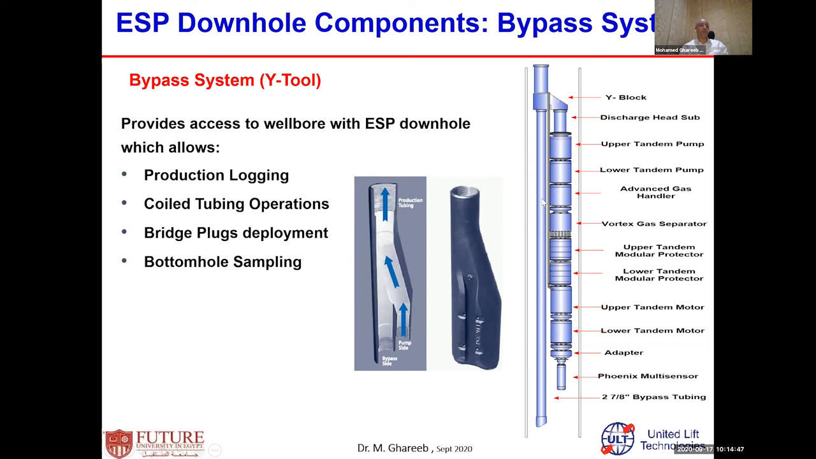What's the function of this bypass? The function of the Y-tube or bypass is to allow for production logging. You can run here and do any production logging against the tubing. You can run coil tubing and do acidizing, cleaning, downhole cleaning, sampling, whatever you need. It gives you accessibility to bottom hole conditions below your ESP assembly.